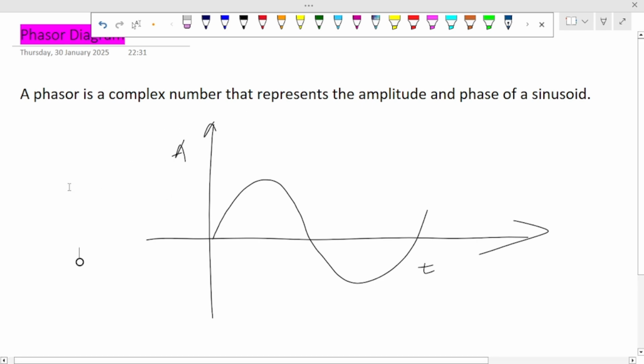The thing is, we are dealing with voltage and current which is alternating, and of course that means it's a sinusoid. A phasor is a complex number that represents the amplitude and phase of a sinusoid. That's just the idea of a phasor. Now I want you to notice this: when our voltage and or current changes, that's alternating current. When it alternates, we have this wave signal or waveform.